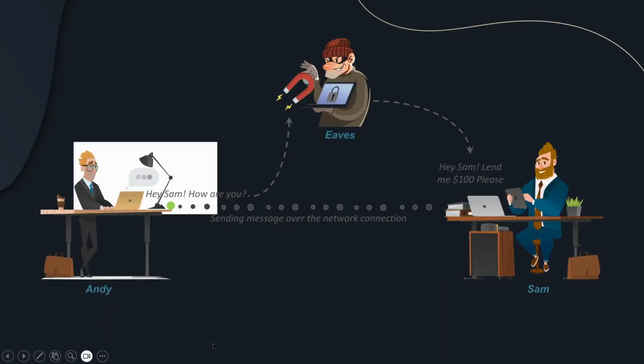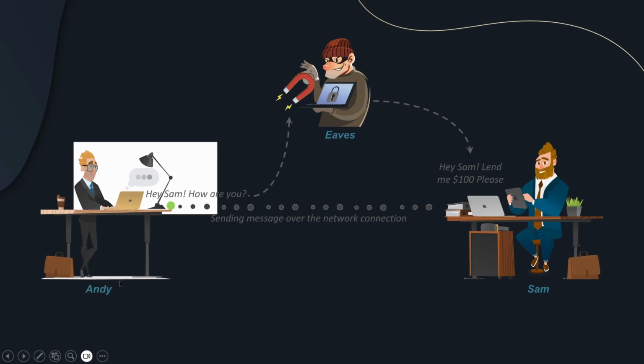In this scheme, we can see three persons, Andy, Sam, and Eve. Suppose Andy and Sam are friends. They want to communicate over an internet connection. Here, Eve is an attacker. He can interrupt the message during transmission.